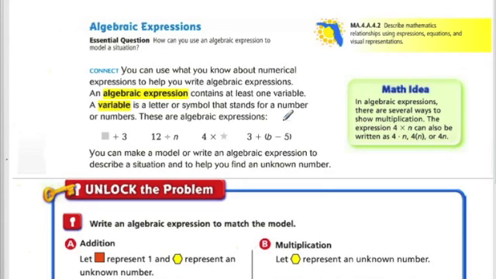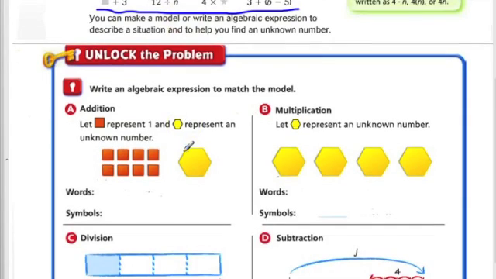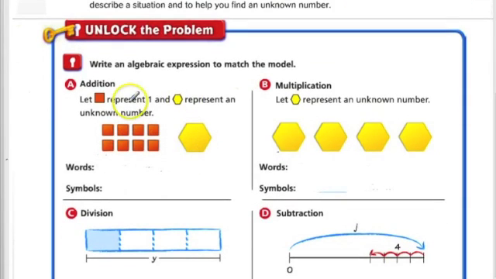And a variable is a symbol or a letter that stands for a number or a group of numbers that we are trying to solve for. These are our unknowns. All of these are examples of ways that variables can be written within an algebraic expression. If we look at our first example and unlock the problem, we're going to write an algebraic expression that matches the model that we are given here.